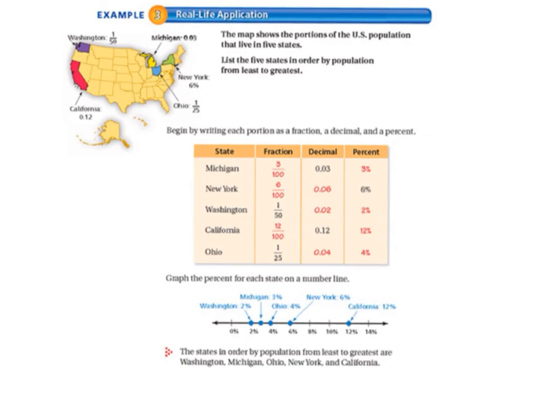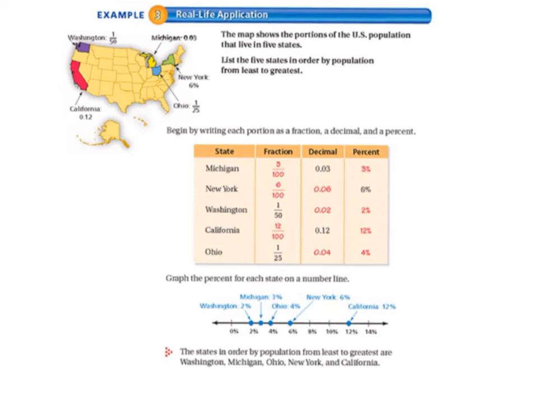Example 3 is another real-life application. The map shows portions of the U.S. population that live in 5 states. List the 5 states in order by population from least to greatest. Begin by writing each portion as a fraction, a decimal, and a percent. That is done for us in the table, and it says graph the percent for each state on a number line.